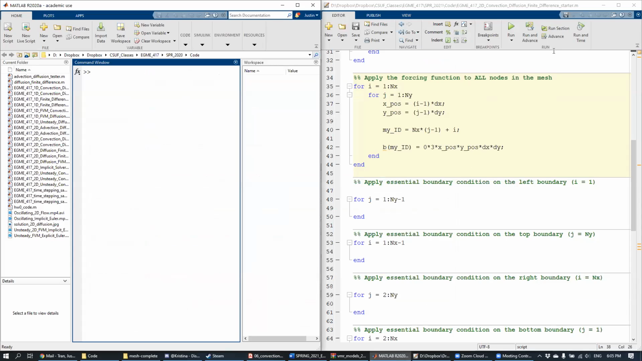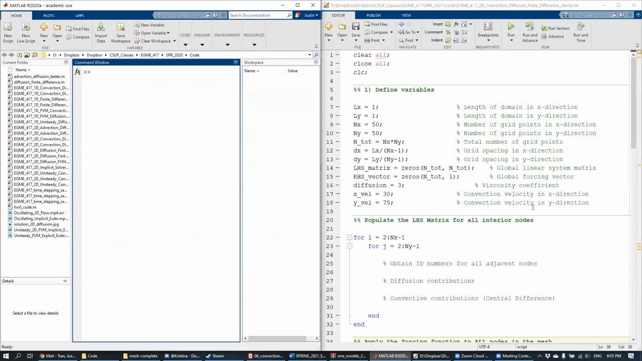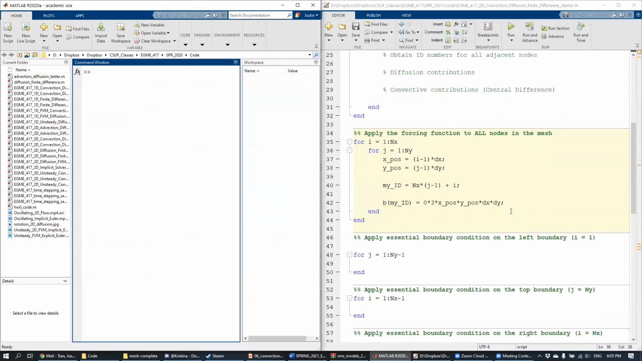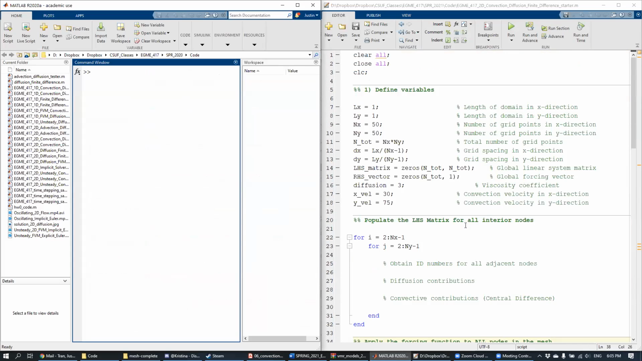If you download the starter code from Canvas, you should see the following script. You can see it's structured very similarly to what we've had before, except we have to fill in a lot of these things. All right, so let's start by looking at the top section here.